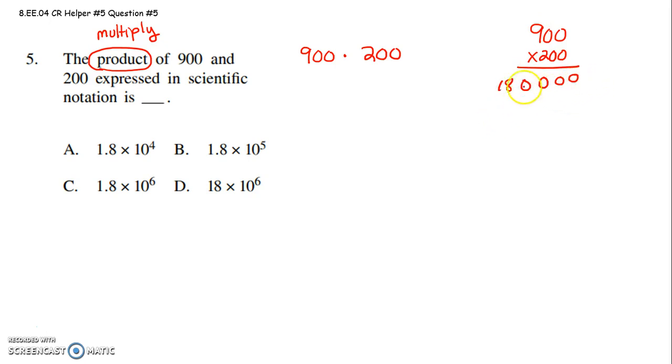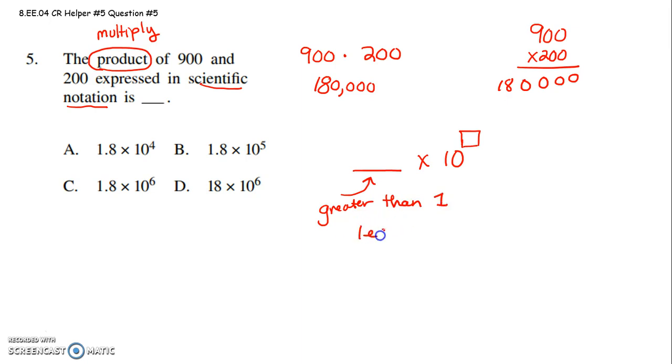Now I'm going to take this number right here, 180,000, and I have to write it in scientific notation. So for scientific notation, you're going to have your first factor times 10 to some power. That's what scientific notation looks like. And this factor has to be greater than 1 and less than 10.